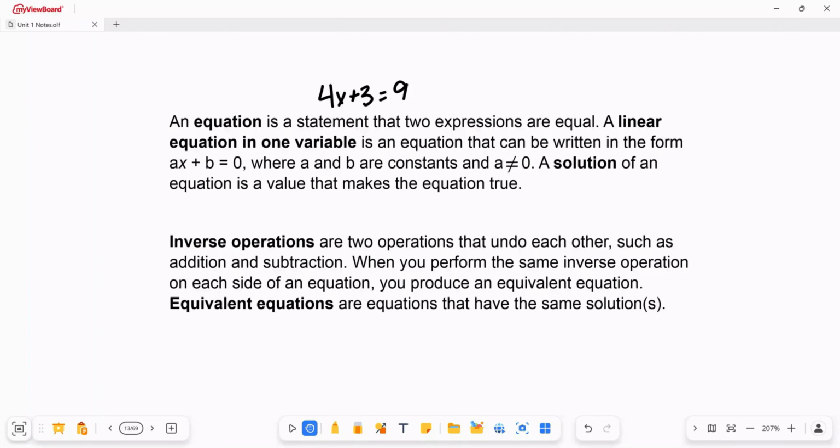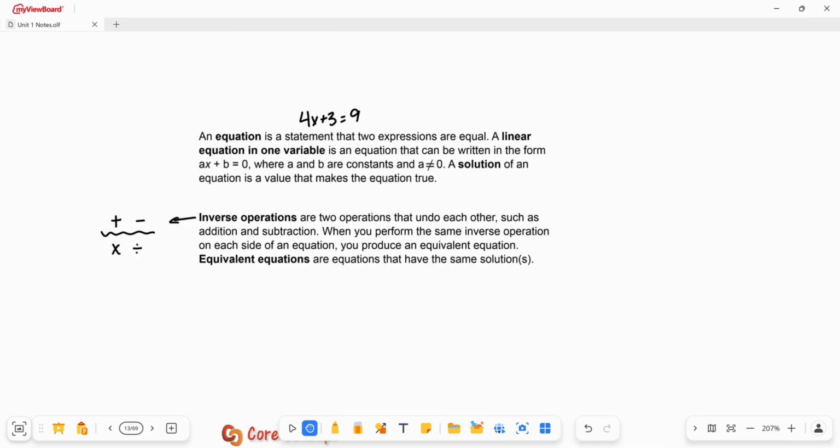Inverse operations are things that undo each other. Our two inverse operation sets are addition and subtraction, and then multiplication and division. Obviously, addition and subtraction are opposites. They will undo each other. If I add 5 and then subtract 5, nothing changes. Same thing with multiplication and division. Equivalent equations are equations that have the exact same solution.